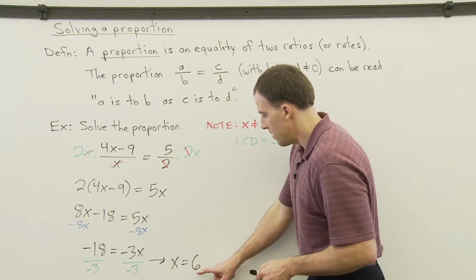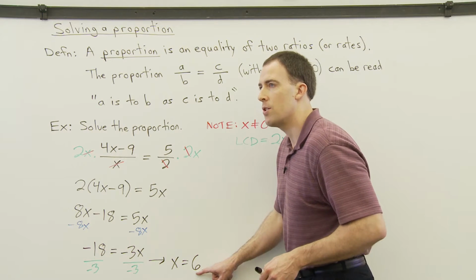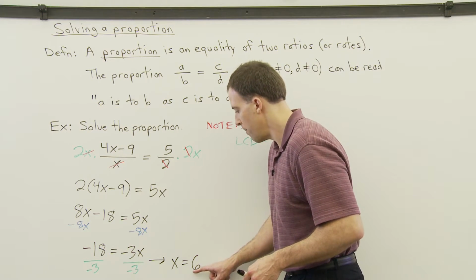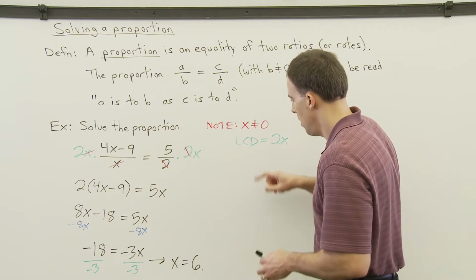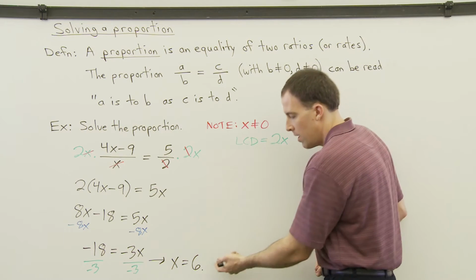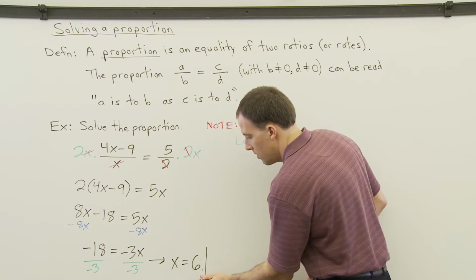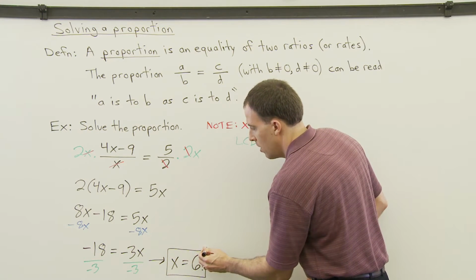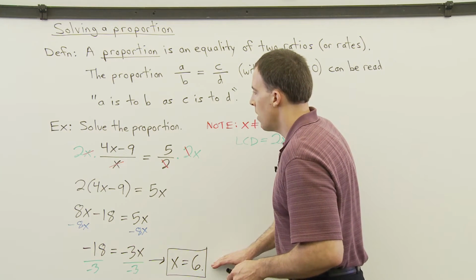Okay. The last thing to do, as in any rational equation, is just to make sure that our answer is okay by comparing it to our restricted value. X was not allowed to equal 0. We didn't get 0. That means our answer is valid here. Our answer is a true solution. X equals 6. So there's an example of solving a proportion.